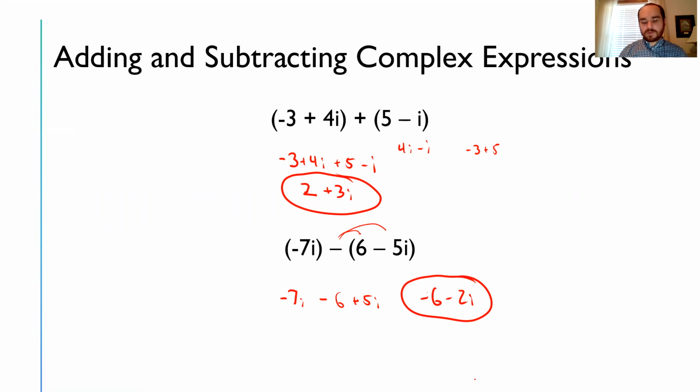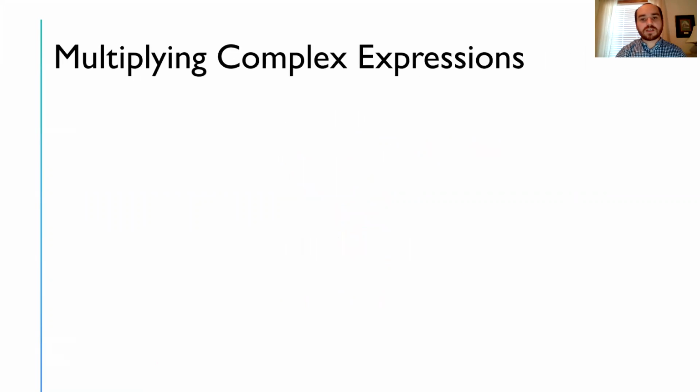And that's all you have to do for that one. So that stuff isn't too complicated. You can just treat I like you would an X, and it's going to work out just fine for adding and subtracting. But when we get to multiplying complex equations, things get a little bit more complicated.